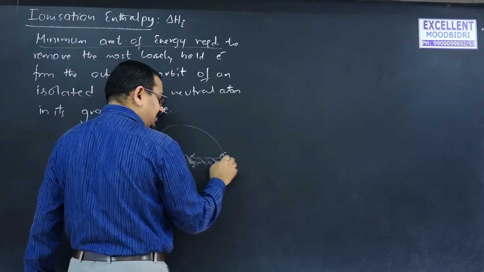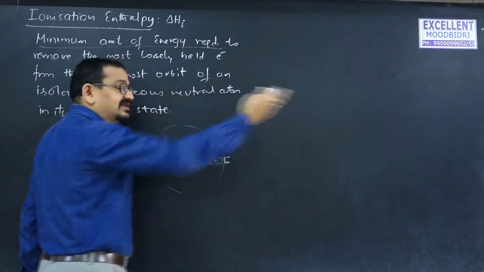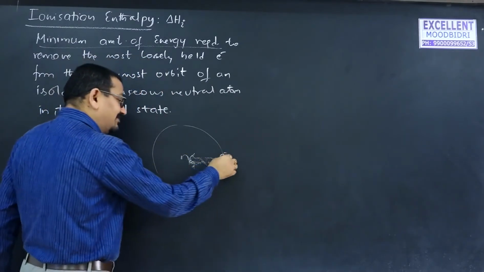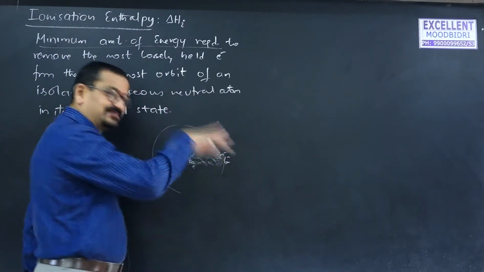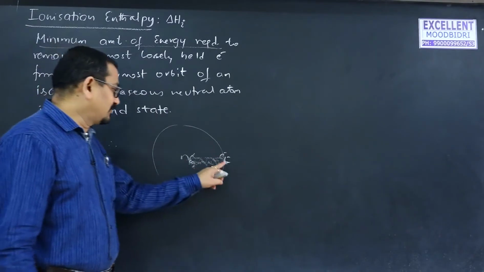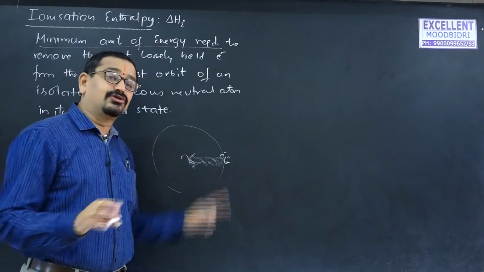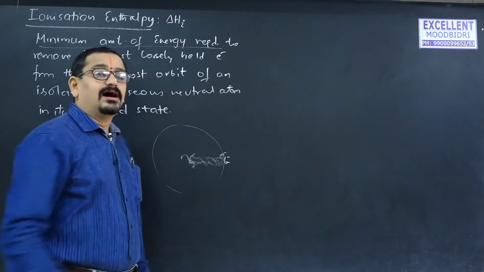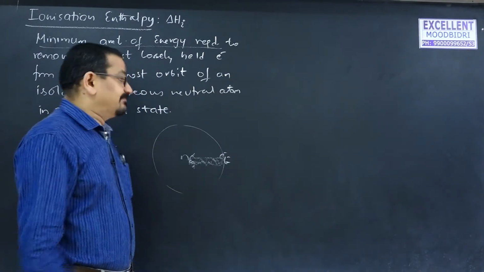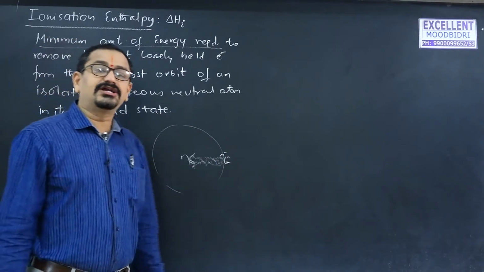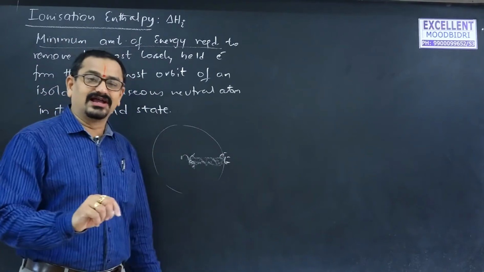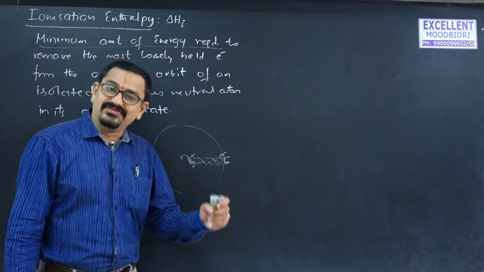In the structure of atom we studied, it is held to the nucleus with some energy. To remove this electron out of the influence of the nucleus, the same amount of energy which it possesses must be supplied, to remove the electron completely out of its nuclear influence. That amount of energy required to remove an electron is called its ionization enthalpy.